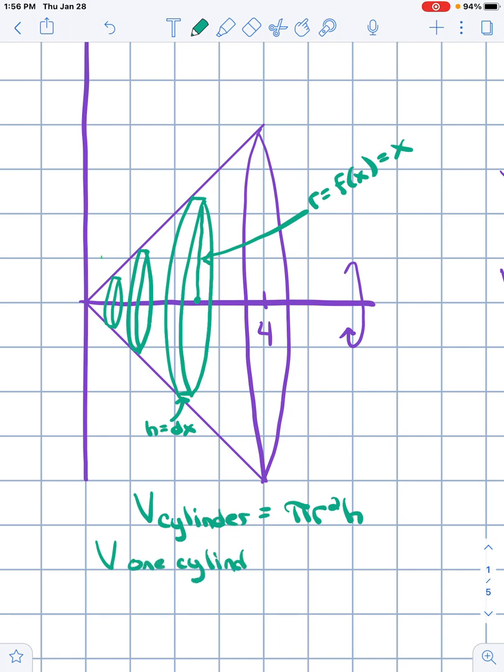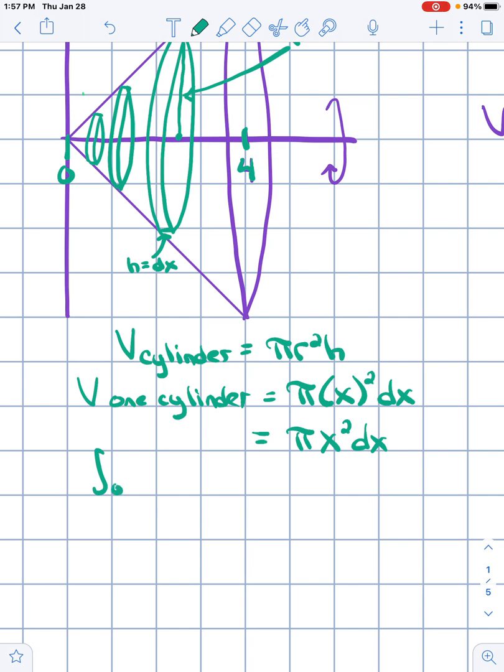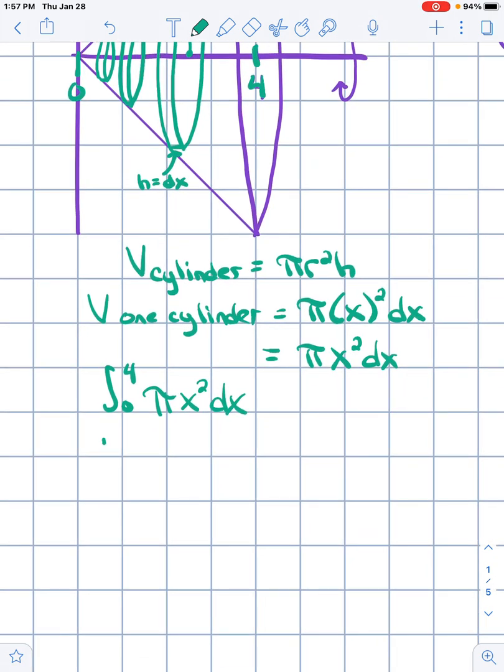Okay, so if we find the volume of one cylinder, that will be pi, the radius was x squared, and then the height was dx, so it's pi x squared dx. And now we're going to add an infinite number of these together from x equals 0 to x equals 4. So we'll integrate this from 0 to 4, pi times the radius squared times the height. Pi is just a constant, so I will pull pi out of here.